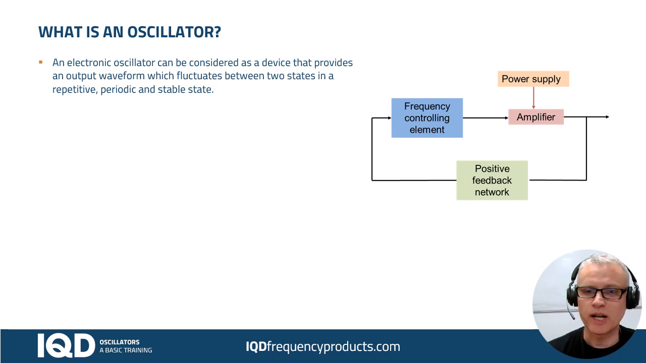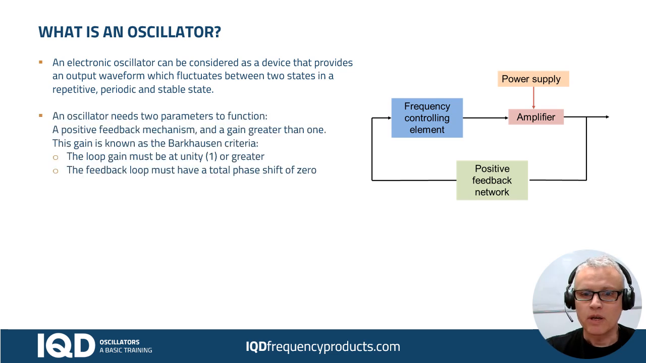An oscillator is an electronic circuit which provides an output waveform that fluctuates between two states in a repetitive and periodic stable manner. An oscillator needs two parameters to function: a positive feedback mechanism and a gain greater than 1. This is known as the Barkhausen criterion: the loop gain must be greater than 1 and the feedback loop must have a total phase shift of 0.